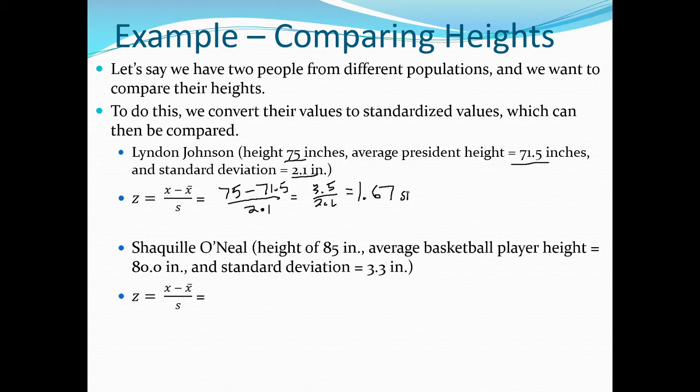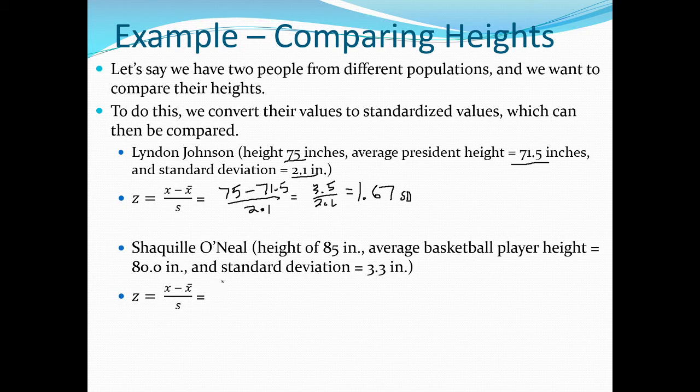And I'll put SD here for standard deviations. So that is his z-score, a 1.67 z-score. So he's not an unusually tall president. Even though he's kind of a tall guy, he's not an unusually tall person for presidents, because he's only 1.6 deviations above the average. So let's see if Shaquille O'Neal was a taller basketball player.